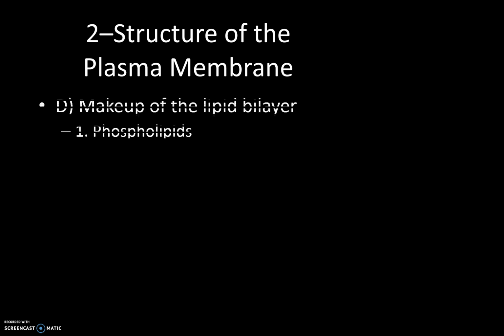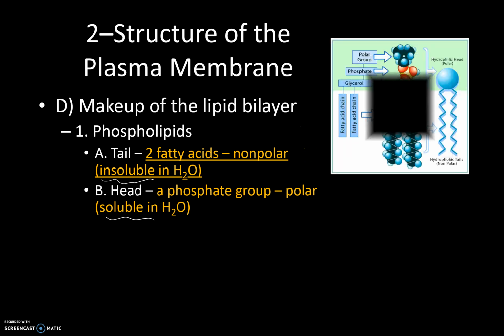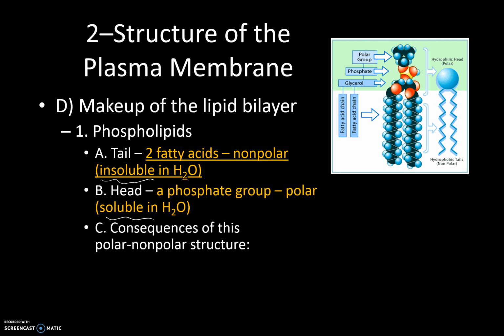Continuing with the structure. So those phospholipids are made up of 2 parts. You have the head, which is the water-loving part, and you have the tail, which is the non-water-loving part, or the water-not-loving part. The tail is made of 2 fatty acids, and those are considered to be non-polar. If something is non-polar, what that means is there's no overall charge to the molecule. If something is polar, then it means there is an overall charge. And when I say charge, I mean there's a slightly positive end and a slightly negative end.